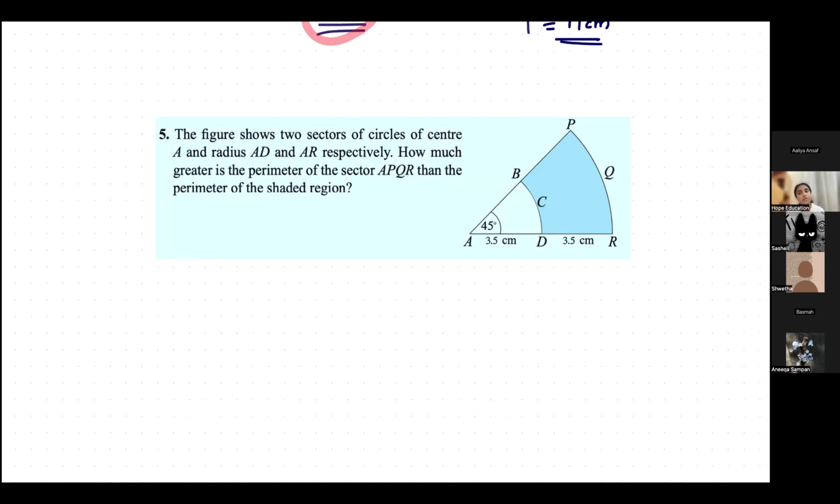Okay, who has finished? Apart from the 2 who finished before, what about others? Do you need more time? Who needs more time? Done. Okay. Let's start to discuss.